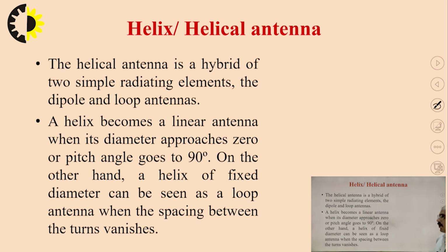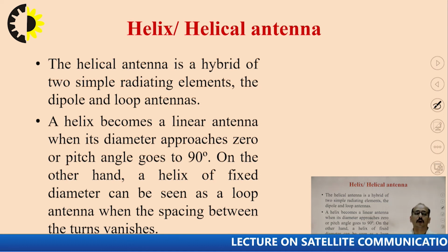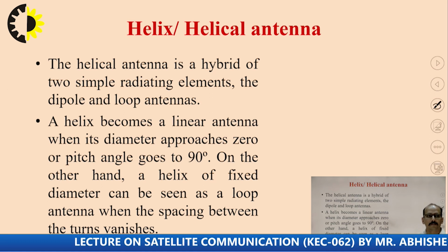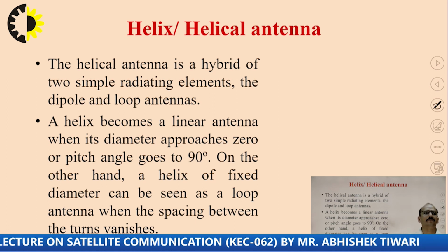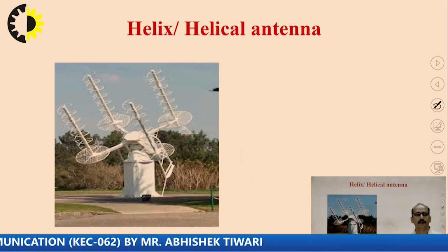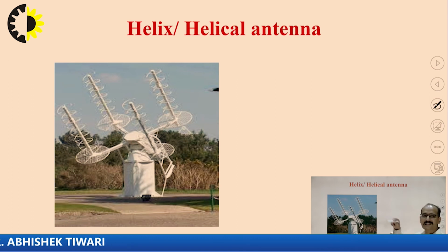These are all the basic antennas used for the satellite. But when we are talking about satellite communication, there are also some deep space missions, or satellites sent to other planets of our solar system. For that type of condition, when you require very long distance communication, the helical or helix antenna came into the picture. Basically, this helical antenna is a hybrid of two simple radiating elements, one is the dipole and the other is the loop antenna. How does it become so? You can see this is the helix or helical antenna structure. It is just like a spring structure.